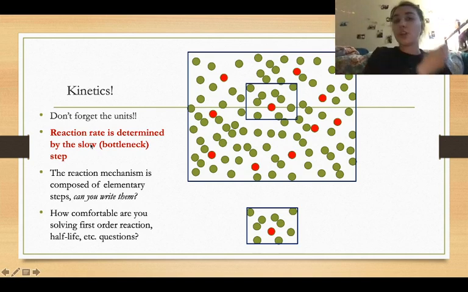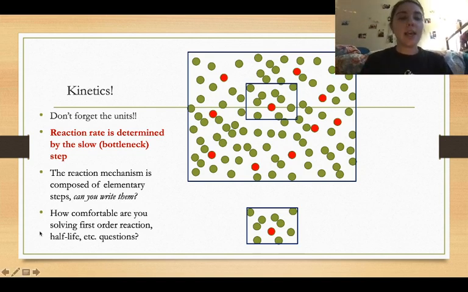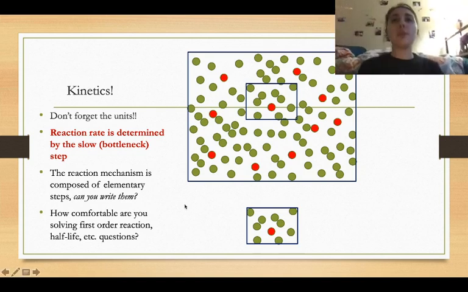So what is rate determining? The slow step. Think about when you're running a race. The slowest person is who people say is their weakest link, and that determines your race. This is the truest in kinetics. And then finally, can you do a reaction mechanism?